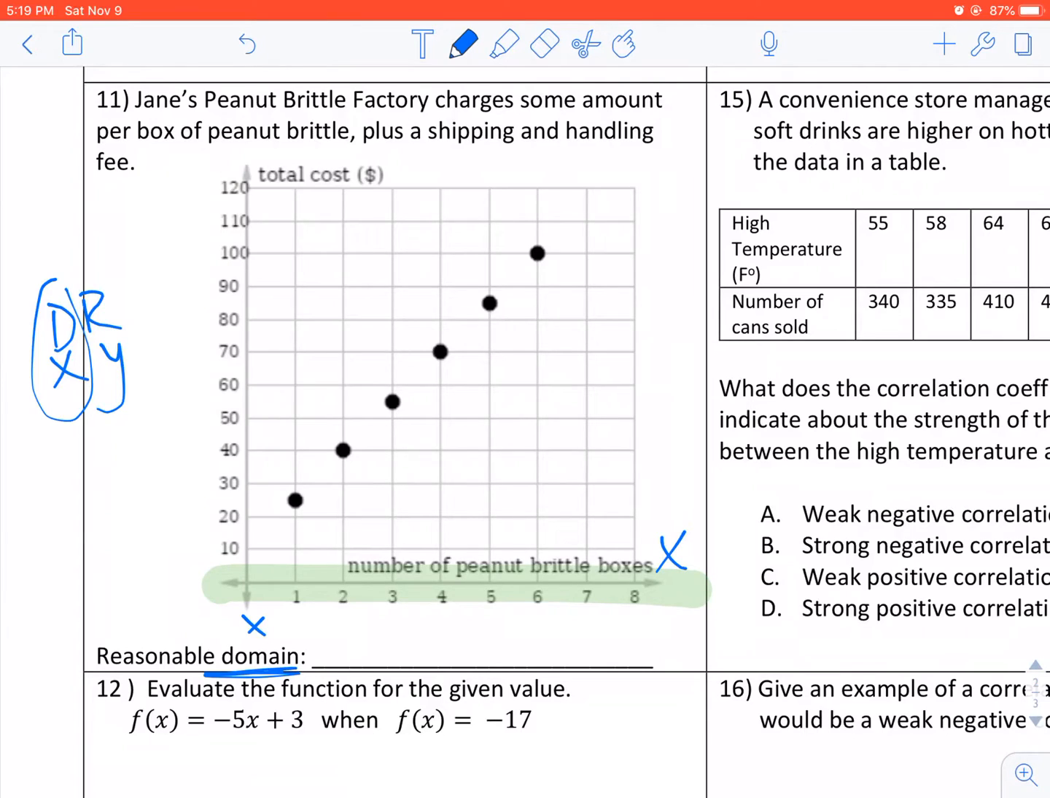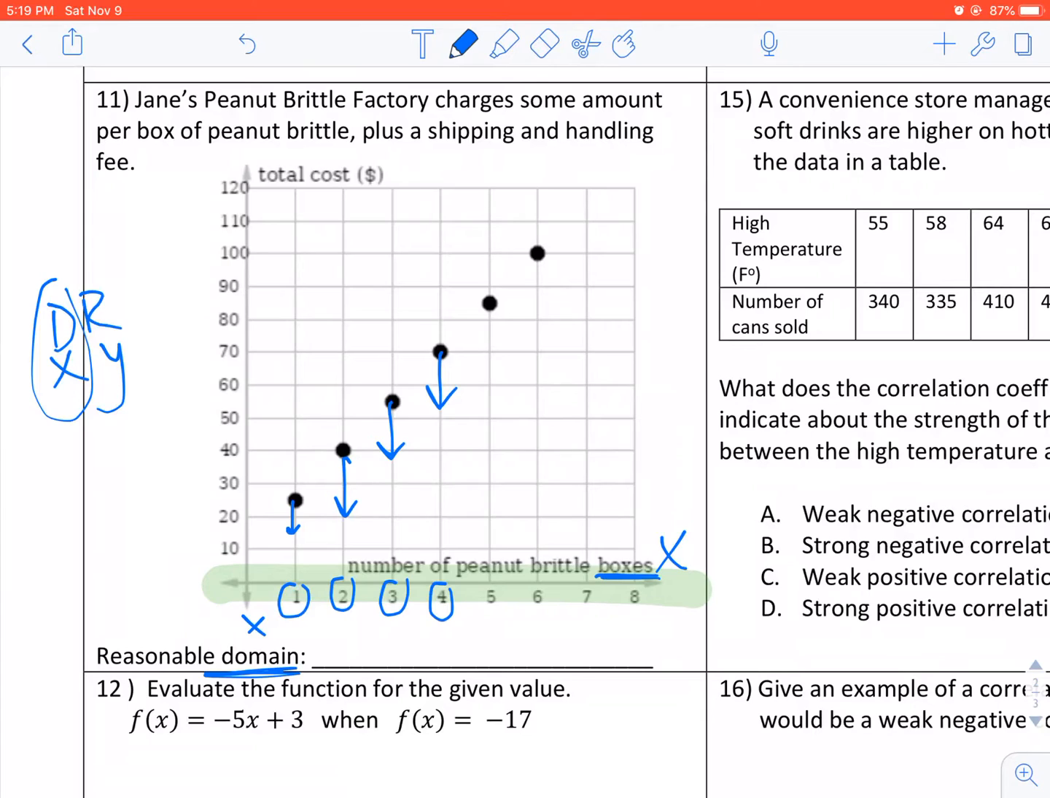So the points, this point is in line with 1, this point is in line with 2, this point is in line with 3, and so on. Now, does that make sense? We're talking about boxes of peanut brittle. We can have 1 box, we can have 2 boxes, we can order 3 boxes and 4 boxes and so on. We're not ordering parts of a box.